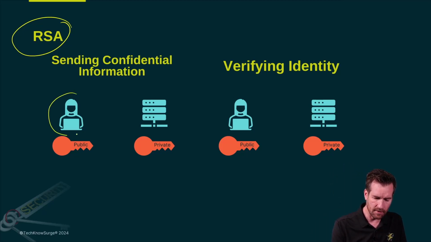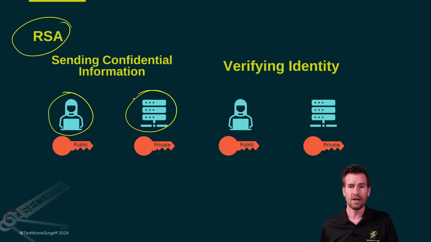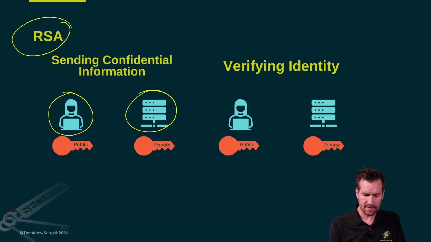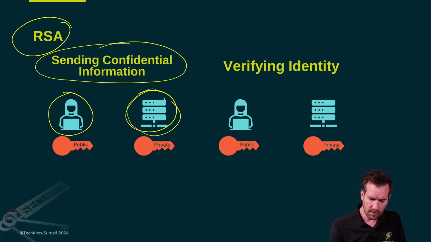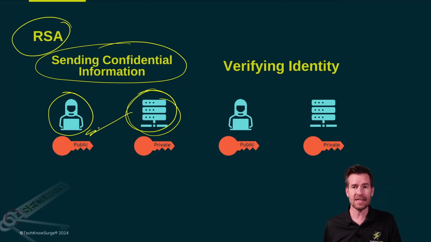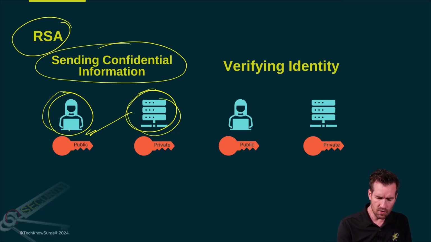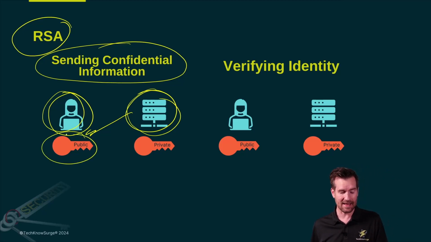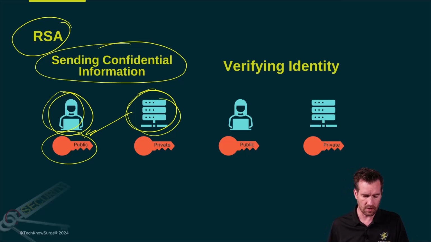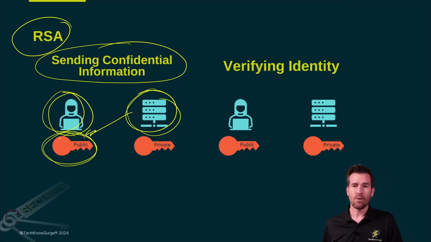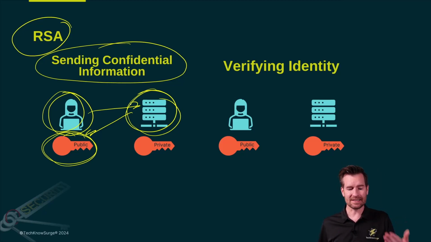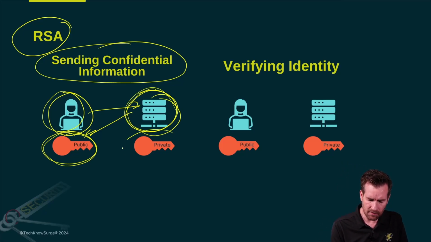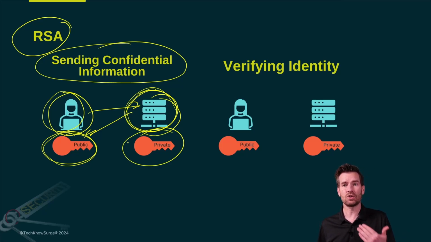Let's use an example of a user accessing a web server and see what we can do with this. First of all, if we want to send confidential information, this web server can give this user its public key. Now this user can encrypt something, for instance a shared key that is going to be used for encryption in the future, with this public key, and send it across the public network. No one else can decrypt it, and once it gets to the web server, the web server can use the private key to decrypt it.